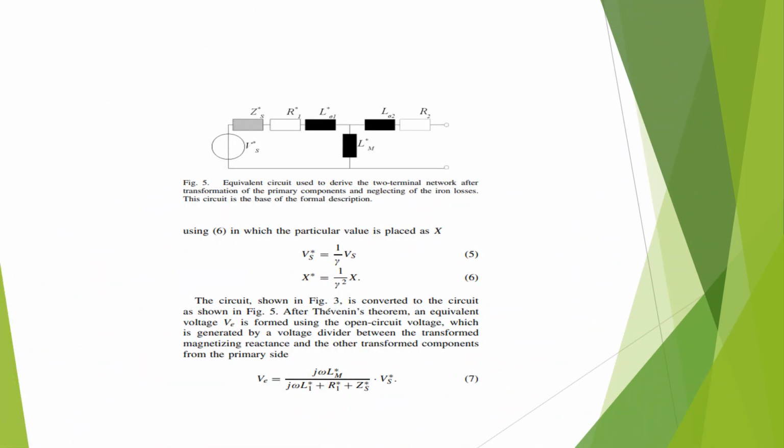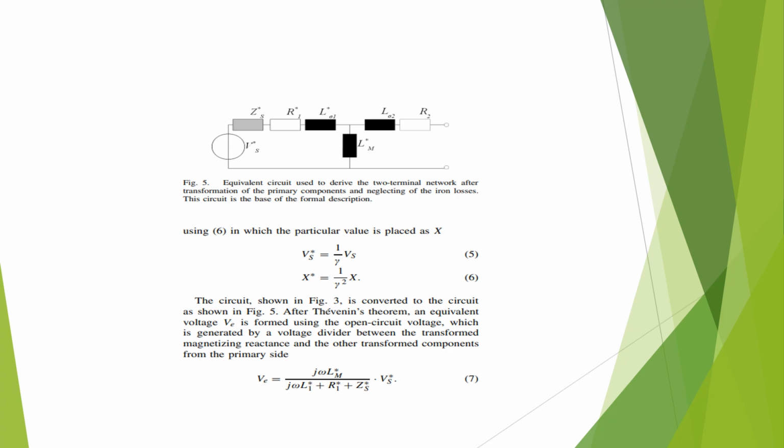Now, figure 5. Equivalent circuit used to derive two-terminal network after the transformation of primary components and neglecting the iron loss. Previous slide we discussed about iron loss. This is what the circuit is like. This circuit is based on Vs star equals 1 by gamma Vs and X star equals gamma square X. The circuit shown is converted into the circuit as shown in figure 5.